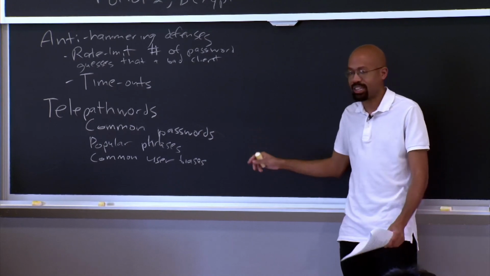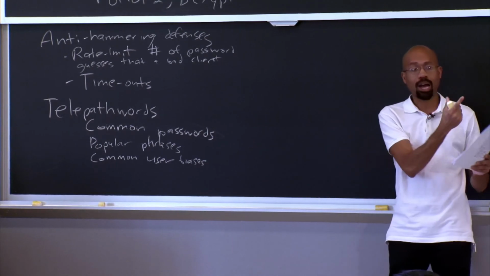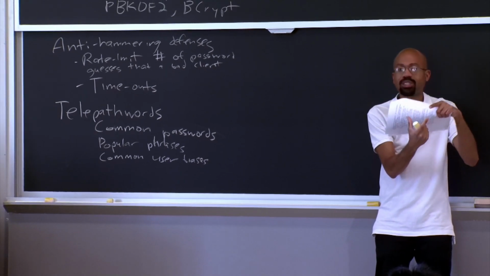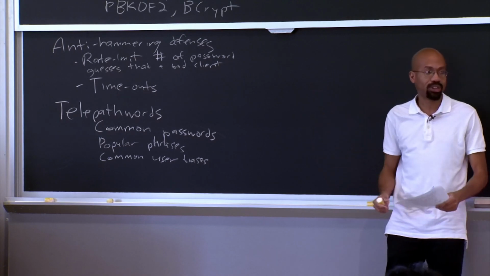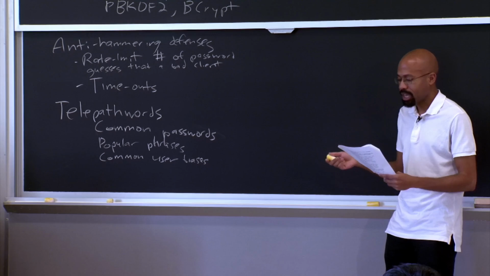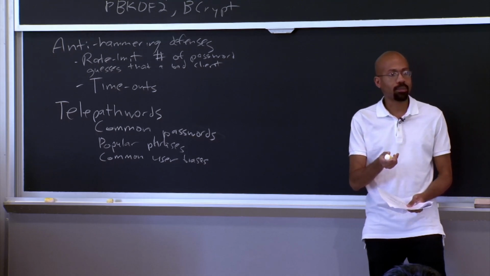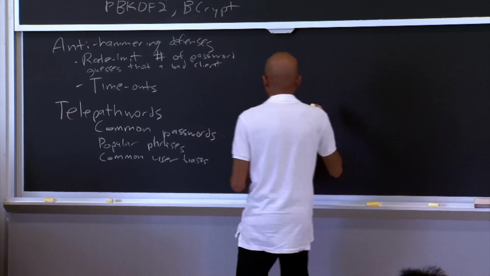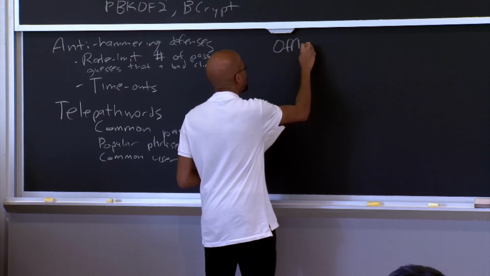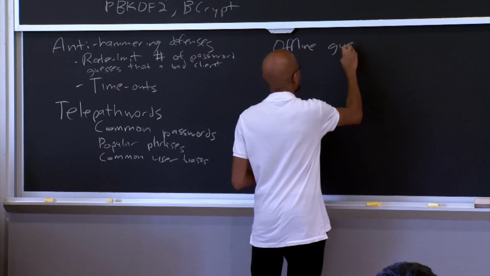It even covers things like the popular heuristic, like take a popular phrase that has multiple words, and then only take the first letter of each word. So this thing is very, very good, very, very scary too. Okay, so that's Telepathwords. One thing that is also interesting to think about is, in your password scheme, is it vulnerable to offline guessing?